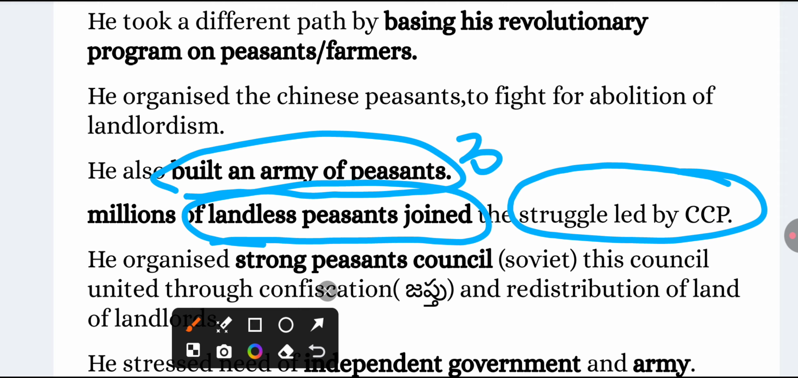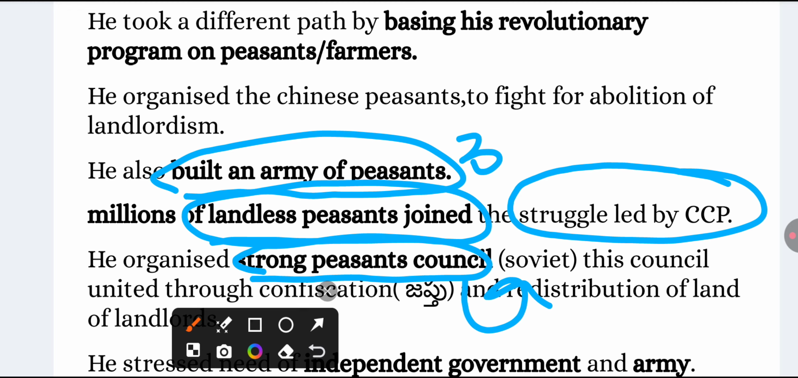Mao Zedong organized strong peasant councils. The peasant councils were named Soviets. Already we are discussing the Russian Revolution, where the Soviets formed the Bolshevik party. Soviets include farmers, soldiers, middle class people, and laborers. So Mao Zedong also organized strong peasant councils.